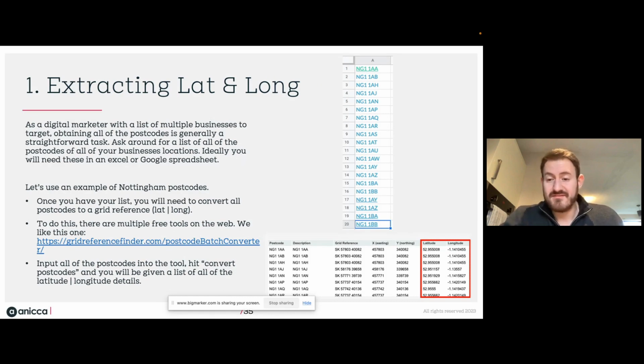So again, using Nottingham as an example and using a list of Nottingham postcodes. Once you have your list, you'll need to convert all of those postcodes into a grid reference. There are tools across the internet.